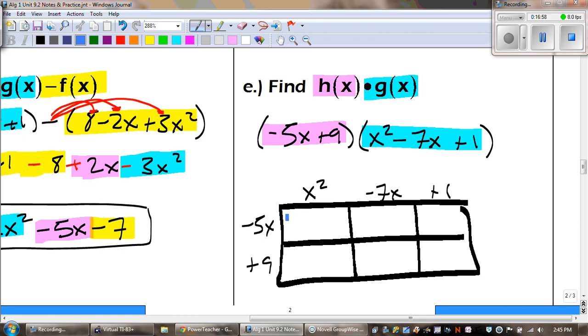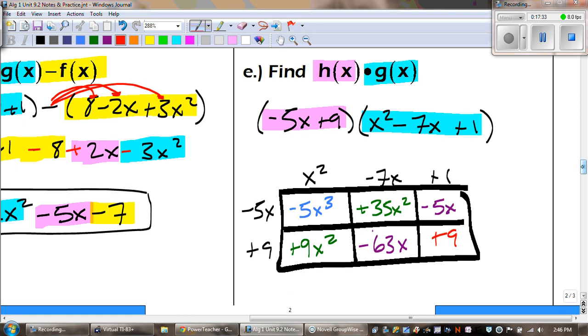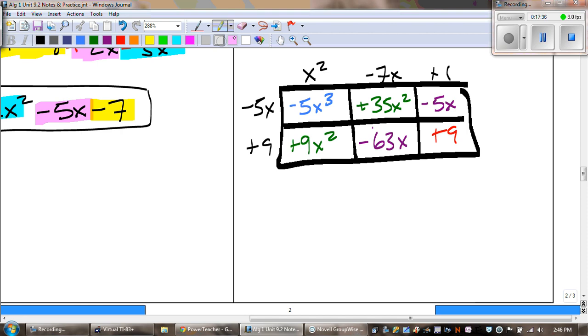Okay, so -5x times x squared gives me -5x cubed. -5x times -7x gives us positive 35x squared. -5x times 1 gives me -5x. 9 times x squared gives us positive 9x squared. 9 times -7 gives us -63x. And then 9 times 1 gives us positive 9. And then all we have to do is combine our like terms.